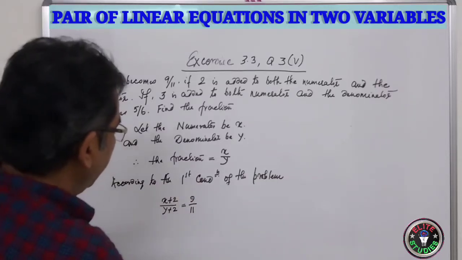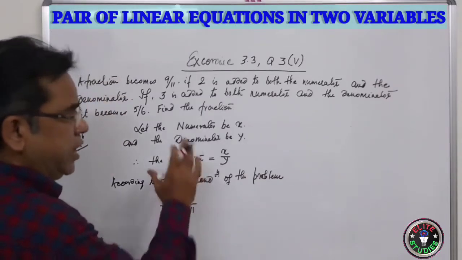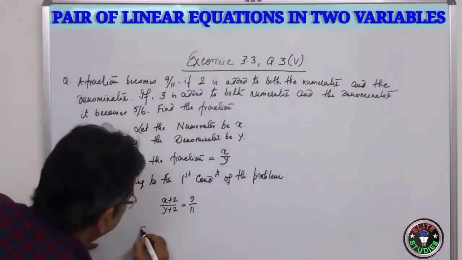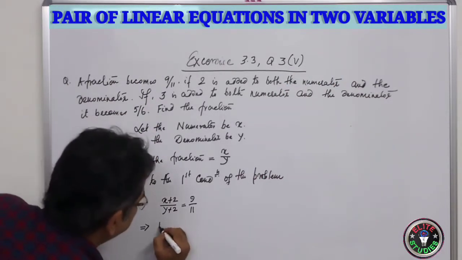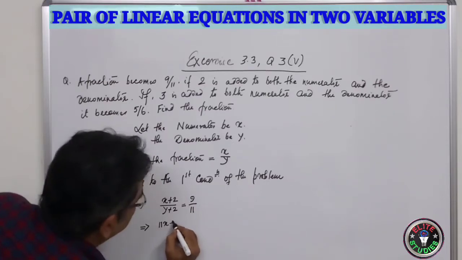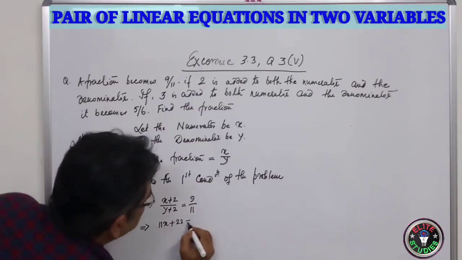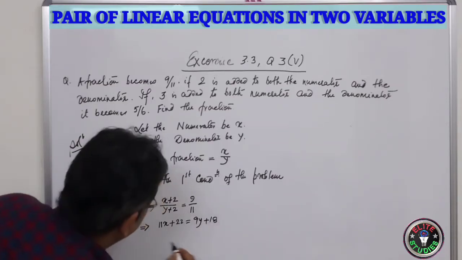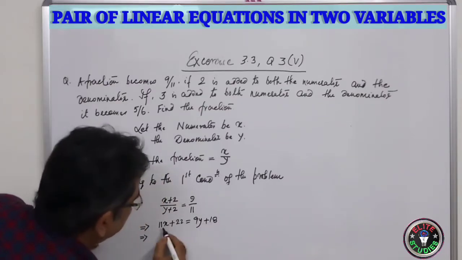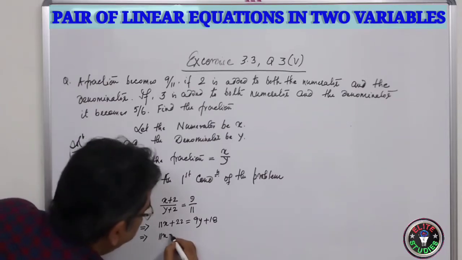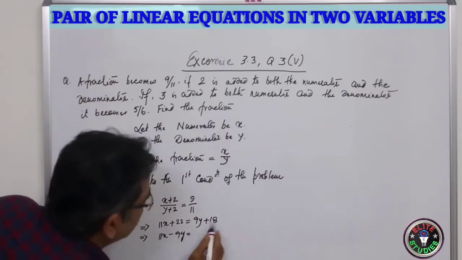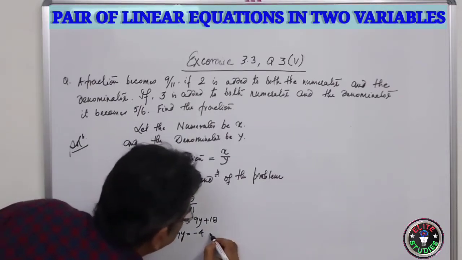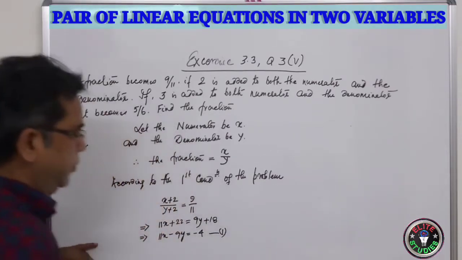Now here we have to bring it into the form a1x plus b1y is equal to c1. So this implies 11 times (x plus 2), that is 11x plus 22, is equal to 9y plus 18, which implies 11x minus 9y is equal to 18 minus 22, that is minus 4. This is equation 1.